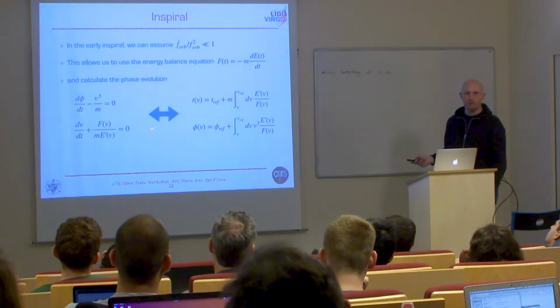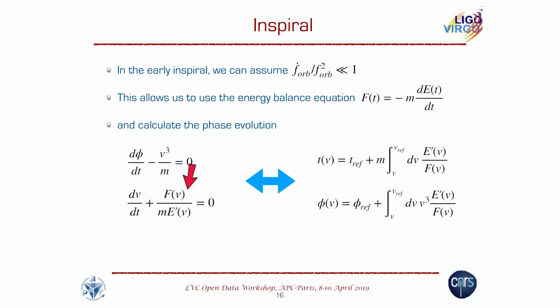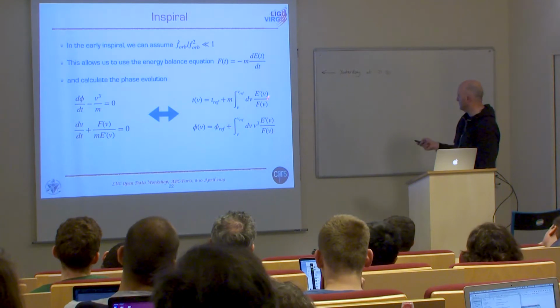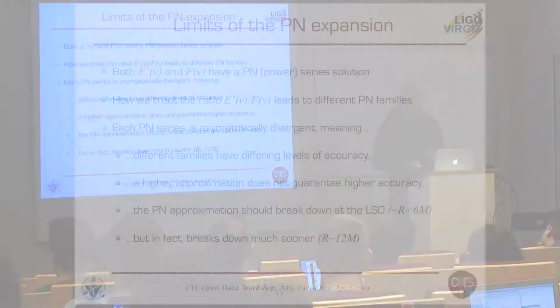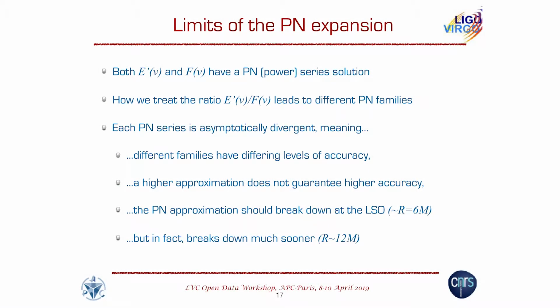And the thing I want to draw your attention to is that in every case, we have this ratio here between the derivative of the orbital energy with respect to velocity and the energy flux. And it appears in all these equations here as well. And this is important because both of these functions have got a post-Newtonian or power series solution.